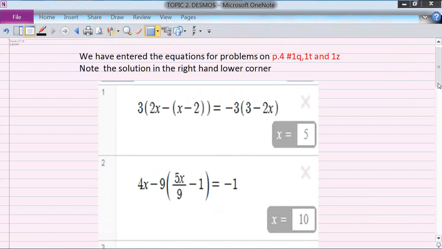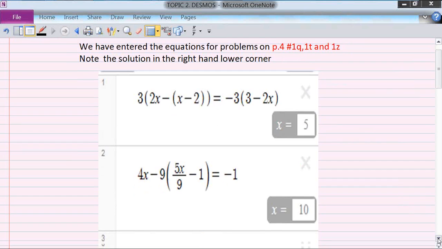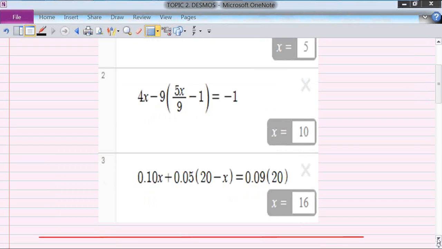It's not the process. We've done 1q, 1t, and the third one is 1z. So there's no process involved with this, but it does give us a very quick way of checking whether our answer is correct. So it's a way of verification, if you like.